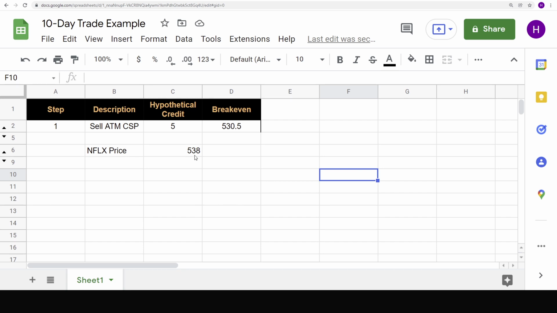Again, that first step, Netflix was at 538 when we began the video. That first step was to sell an at-the-money cash secured put for a $5 credit, which, at a 535 strike that we proposed, would have a $530.50 break-even price.